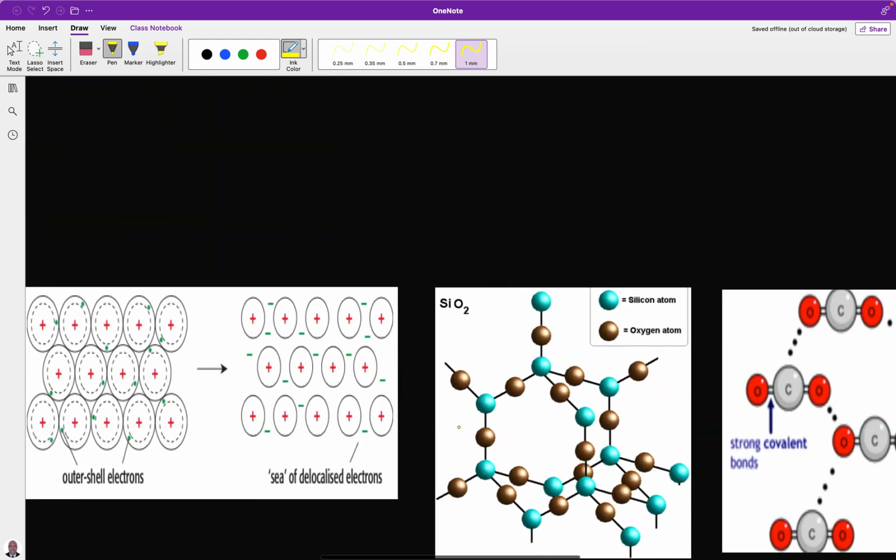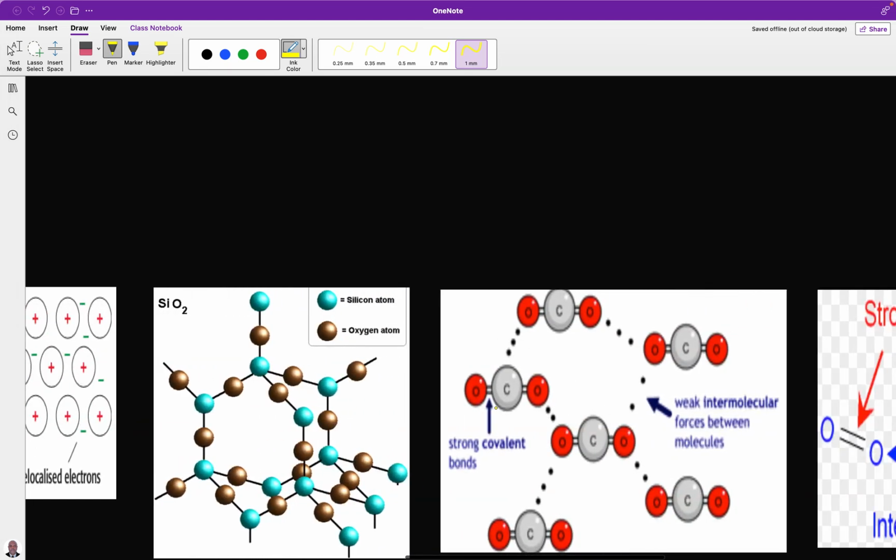Again, you go to silicon. Because of the 3D nature of silicon, it makes silicon hard. That is the giant molecular structure, or the giant covalent structure, in silicon that makes it hard and require a high amount of energy to overcome the strong bonding there. Even though the bonding there is covalent, the silicon to silicon bonds are all covalent bonds, but it will need high energy to overcome them.